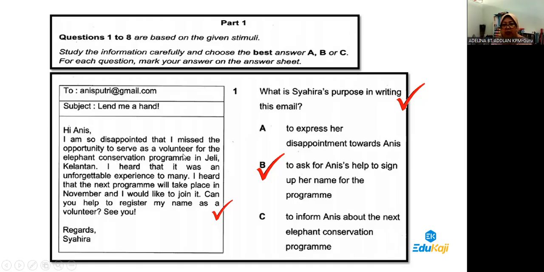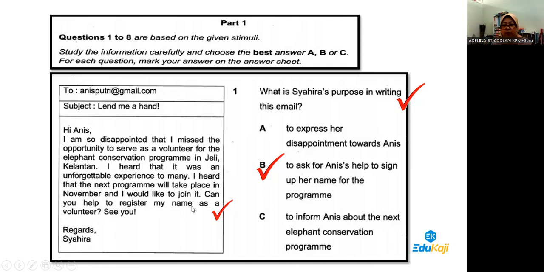I'm so disappointed I missed the opportunity to serve as a volunteer for the elephant conservation program in Kelantan. I heard that it was an unforgettable experience for many. I heard that the next program will take place in November, and I would like to join it. Can you help me register my name as a volunteer?